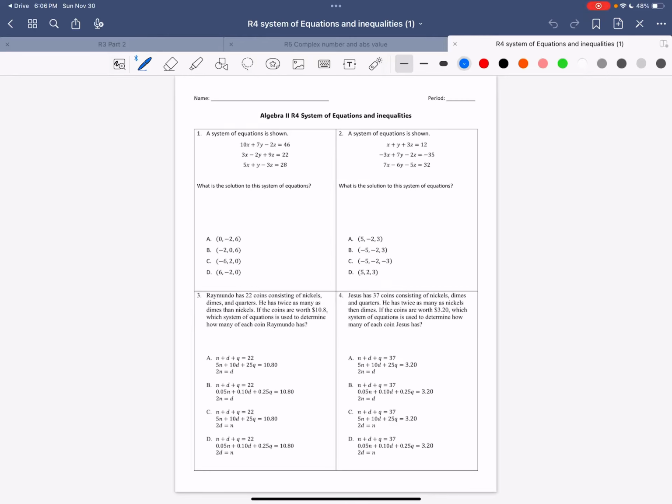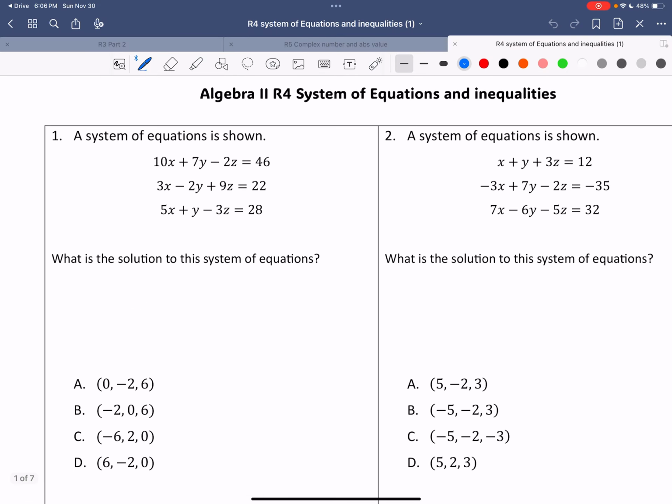Hello guys, welcome back to algebra class, and this time I'm going to go over systems of equations and inequalities. This one is really important, so you have to master every single one of these concepts. So let's see how we can do this.